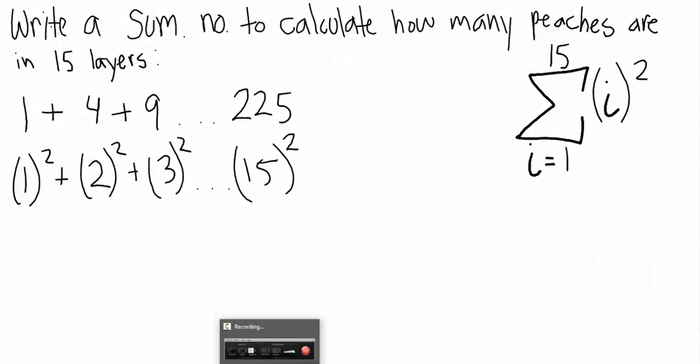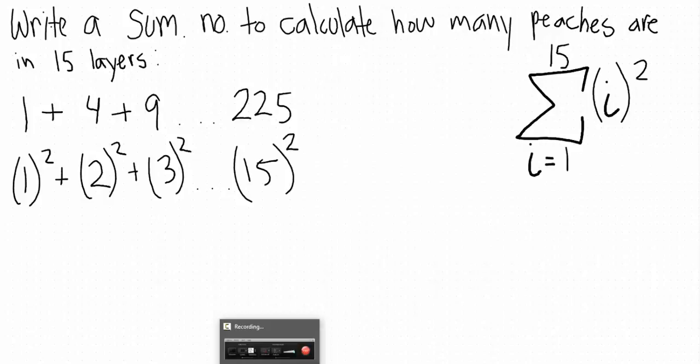You're trying to see how many peaches there are up to the 15th layer, so 15 is going to be your stopping point, which is going to be located at the top of your summation sign. The first layer has one peach, so that's going to be your starting point, which is going to be at the lower side of your summation sign.